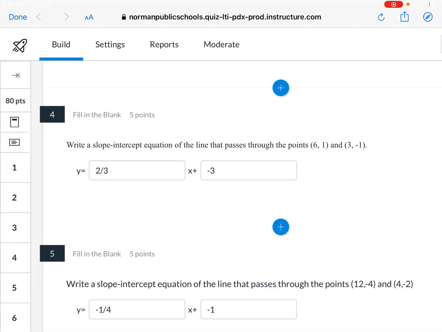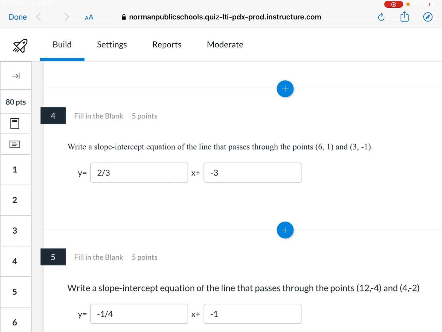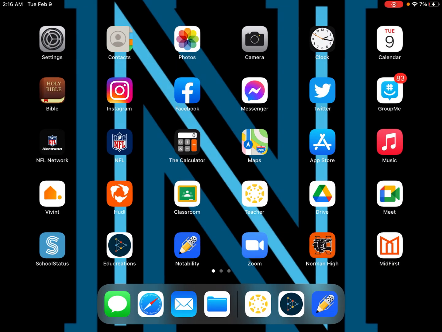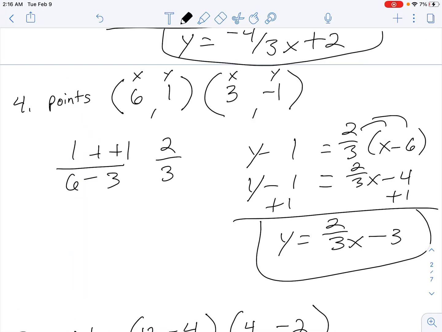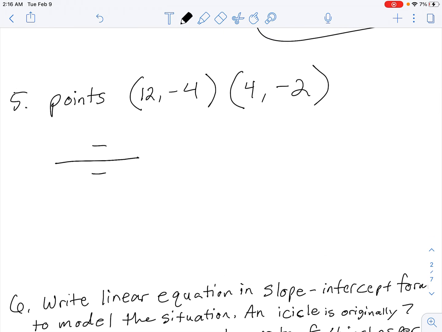And then I scroll back to number 4, and then you see right here, y equals 2 over 3x plus, and then obviously there's your negative 3 for number 4. All right. Number 5, okay, so same thing. You're given 2 points, and you have to do the exact same thing.